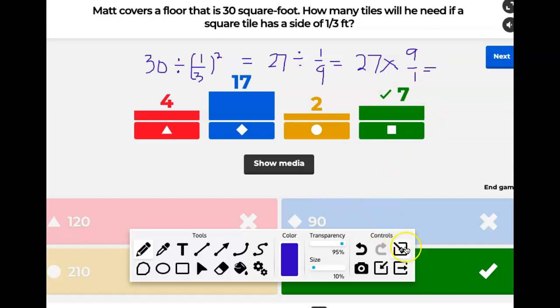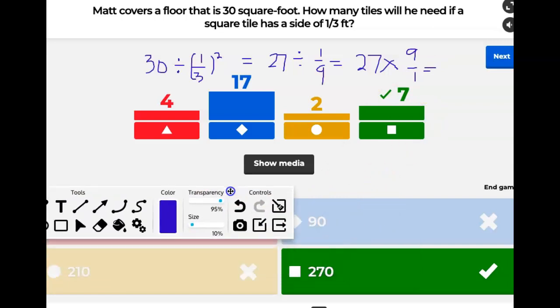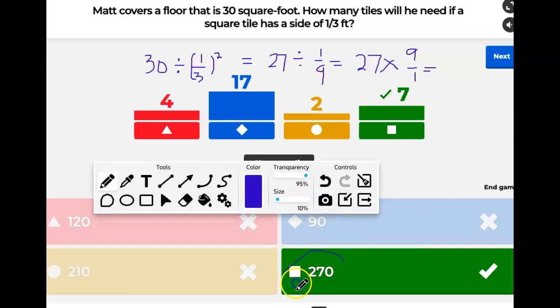What is the answer for this? The answer is 270. 27 times 9 is 270. So you need 270 tiles.